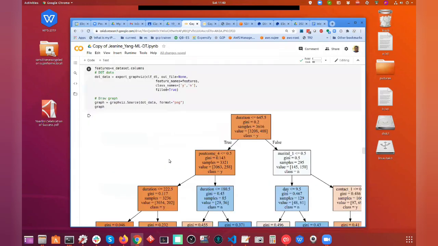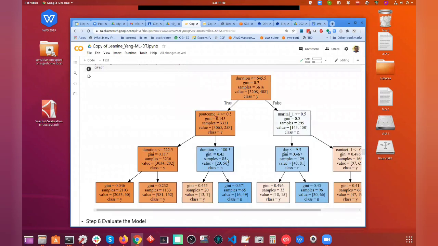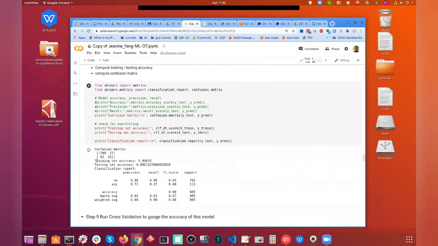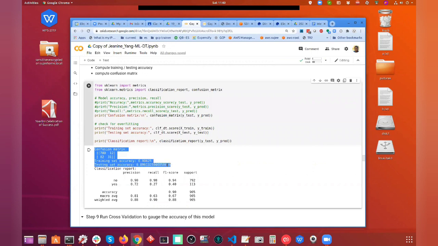Okay, visualize the tree. Remember, the tree is just 3 levels because we said depth 3. And let's do an evaluation. So this is our confusion matrix and accuracies, about 90% for training and testing, so not a big split.